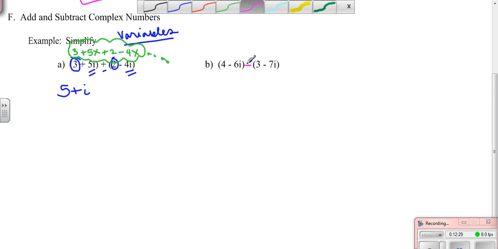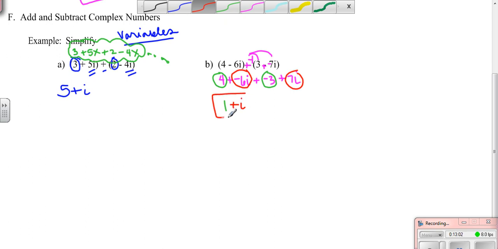Here with this minus, be sure to change that to plus a negative 1. Distribute that negative to both pieces, so I have 4 plus negative 6i plus negative 3 plus 7i, because this was a negative. Negative times a negative is positive. Now go ahead and put your two constant parts together. 4 plus negative 3 is 1. Put your two imaginary parts together. Negative 6i plus 7i is plus 1i. And that is your complex number.